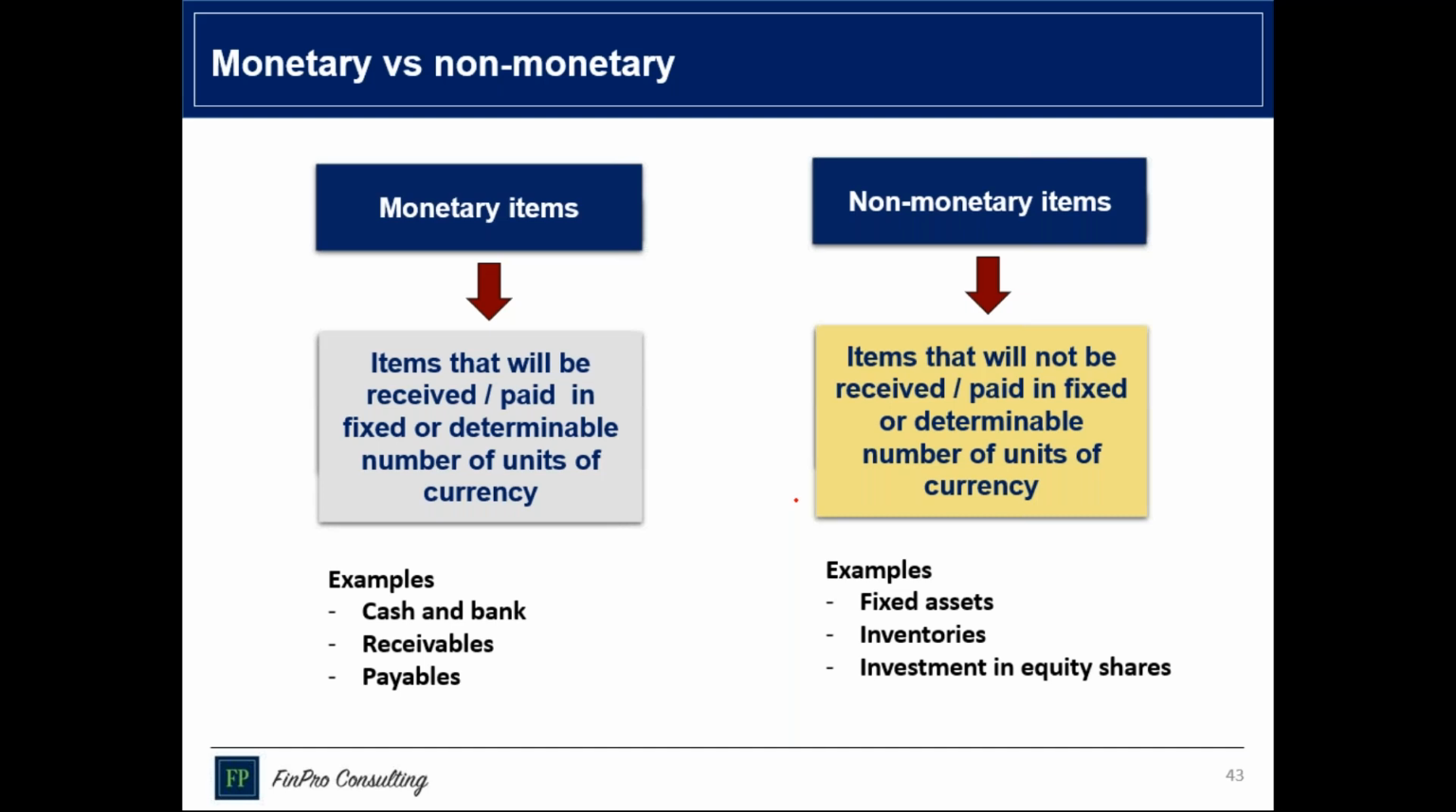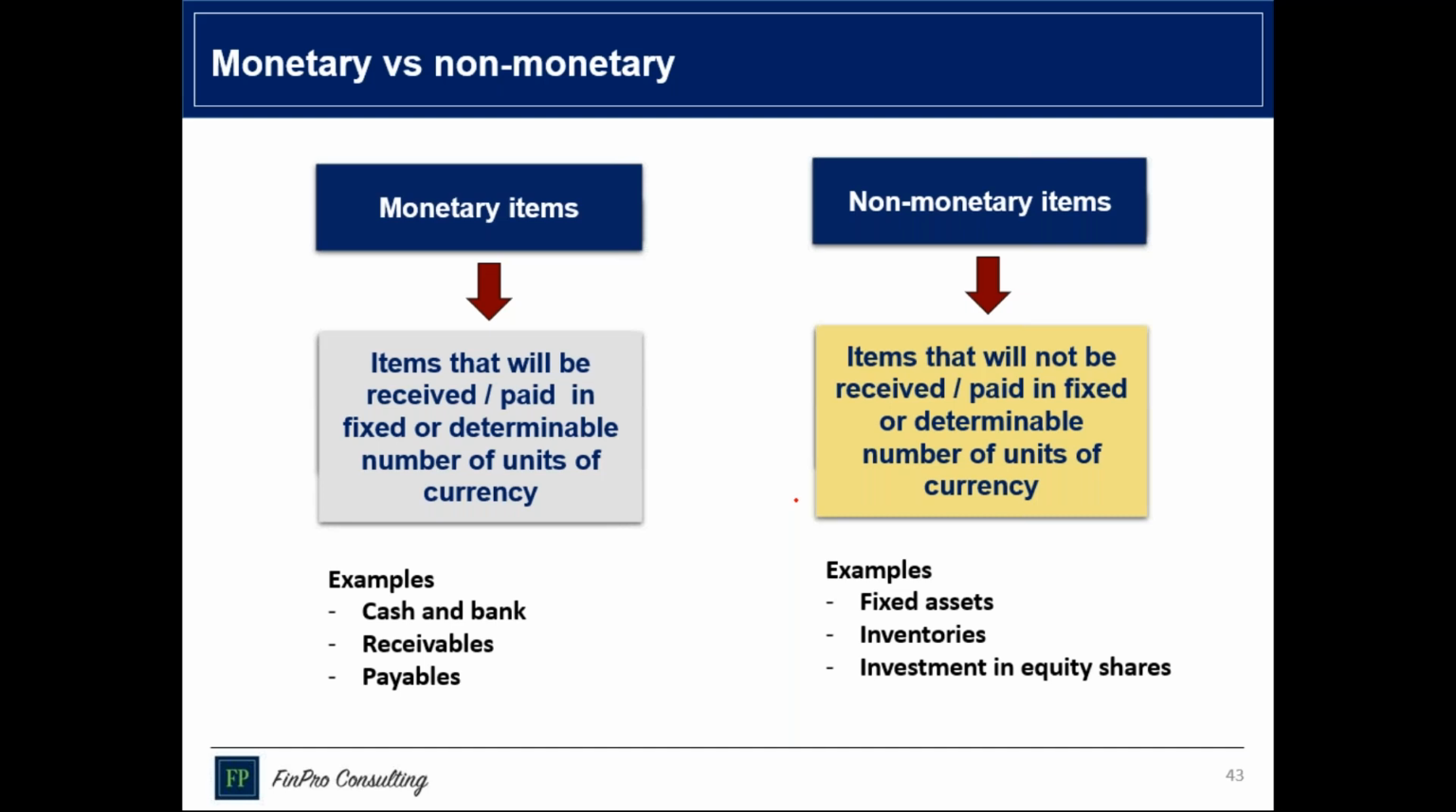For example, cash and bank. It is fixed and determinable. Or receivables from debtors, or payables to your suppliers, creditors, etc. Or loan amounts which are payable or loans receivable. These are the fixed or determinable number of units of currency, and these are called monetary items.